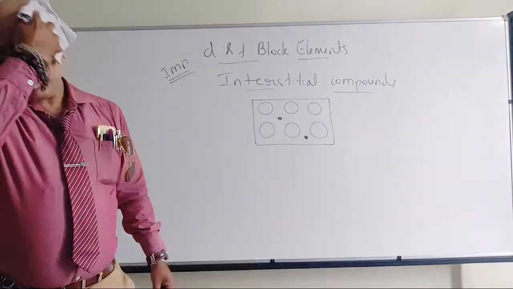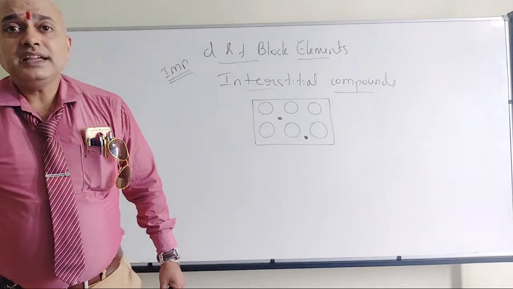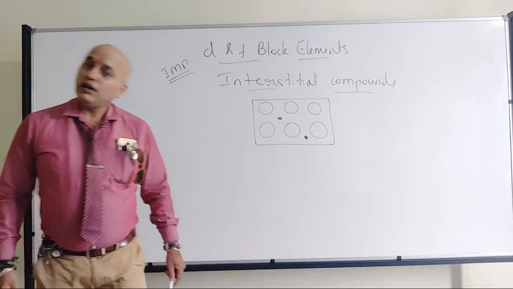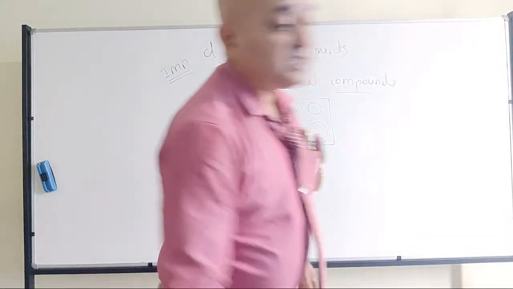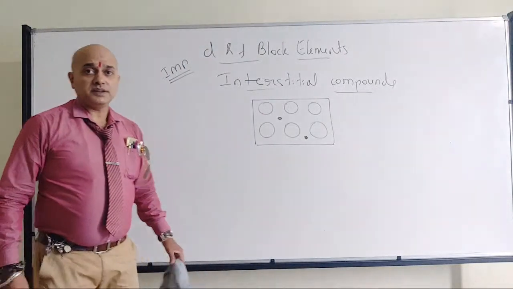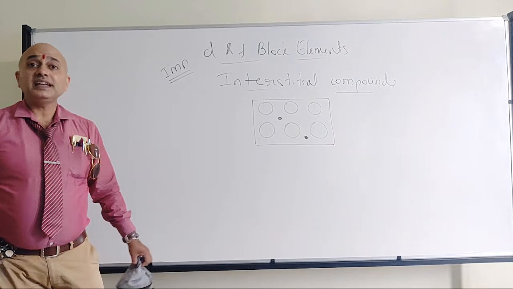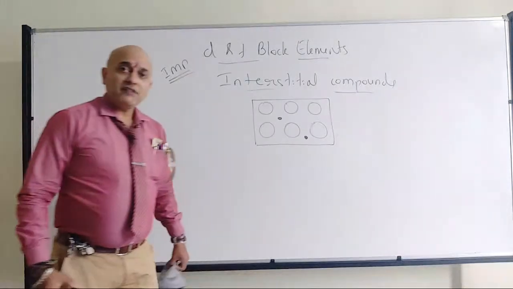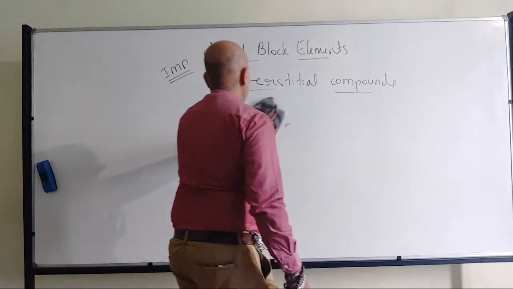Naturally, this can happen when we have a large-sized element in combination with a small-sized element. All of you will agree? It's not possible if you have two large elements. It should be large elements in combination with small elements. Fine? All of you have understood? So that's where we have the interstitial compound.